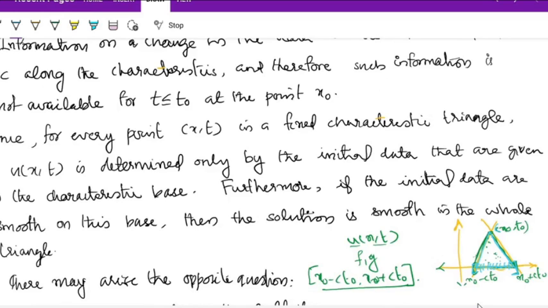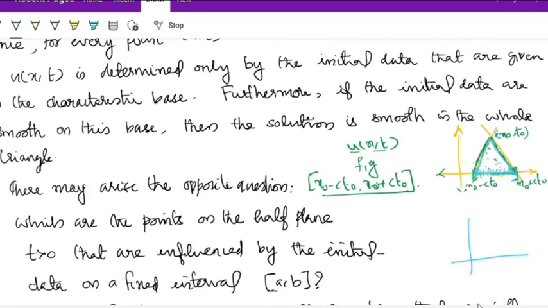Okay. So naturally there may arise the opposite question. That means for a fixed closed interval AB, which are the points on the half plane, that is, the half plane t greater than 0, that are influenced by the initial data on a fixed closed interval AB? So it is natural that such questions may arise.